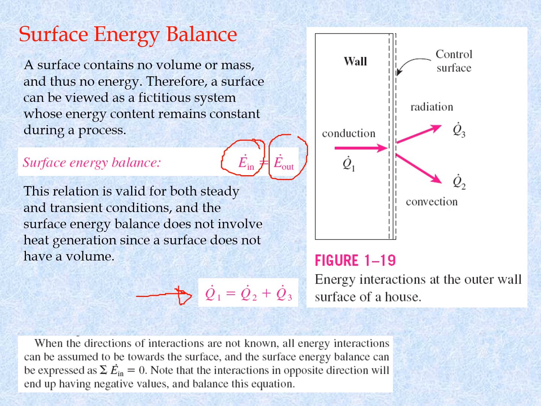We can also rewrite the equation. Let's say energy comes from a certain source, which is Q1 here, by conduction. When it goes through this layer, which is the control surface, as you can see here, Q1 changes into two types of energy, radiation and convection. So the summation of Q3 plus Q2 is equivalent to Q1, which is given by this equation.